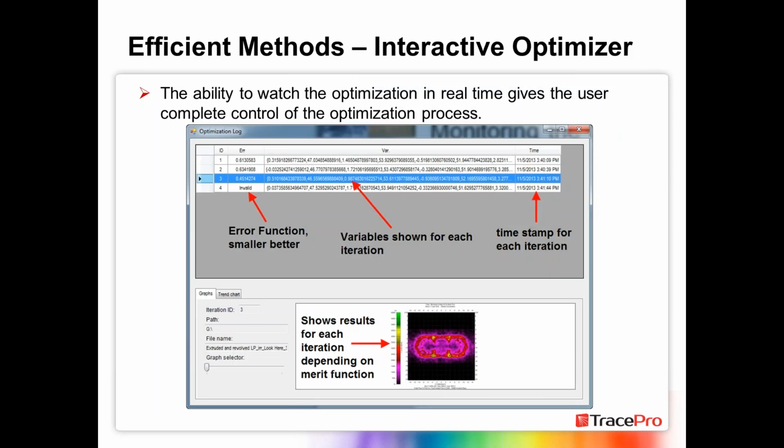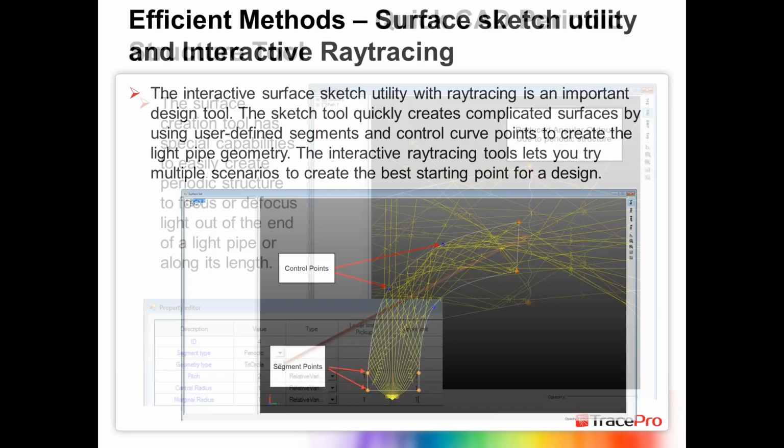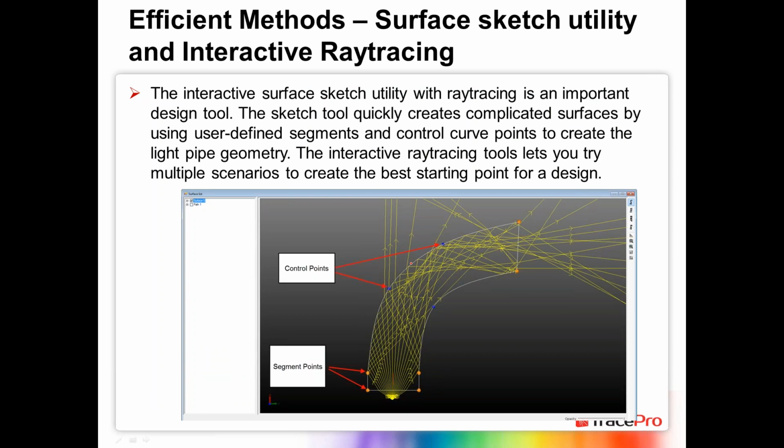The interactive optimizer that's available allows you to take each one of those control points and segment points that we specified in this particular model, as you see here. I can make those into variables. I can make them into relative variables, so they move a certain amount every single iteration, or they can move an absolute amount. And then I can specify how much they can move for each iteration.